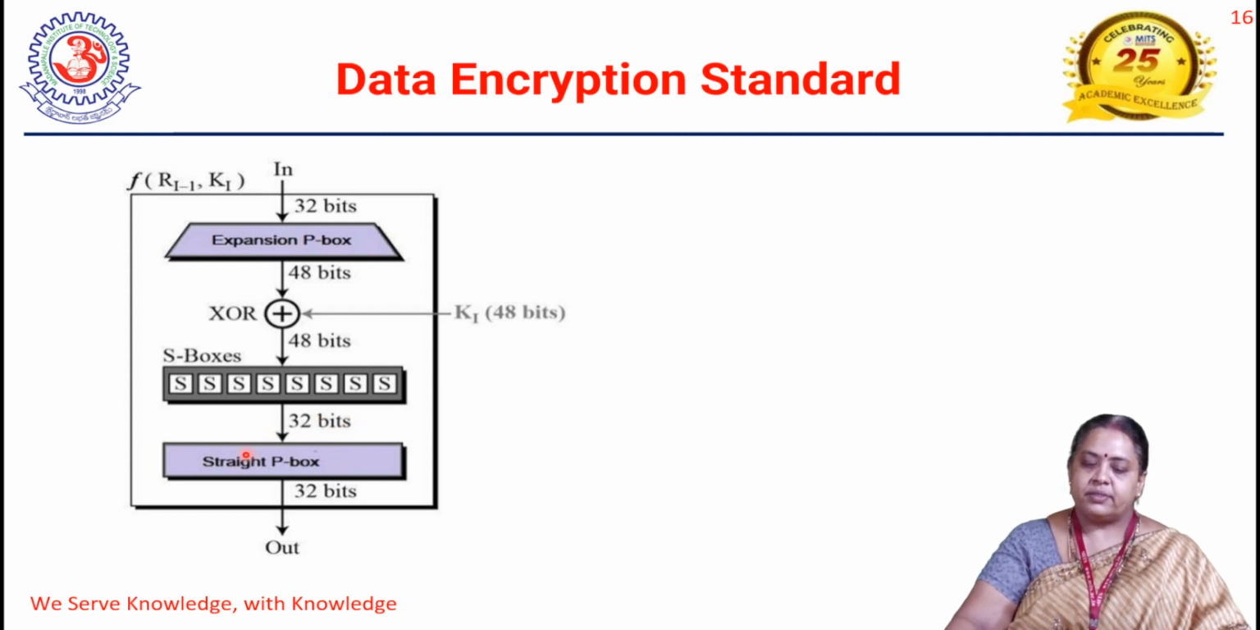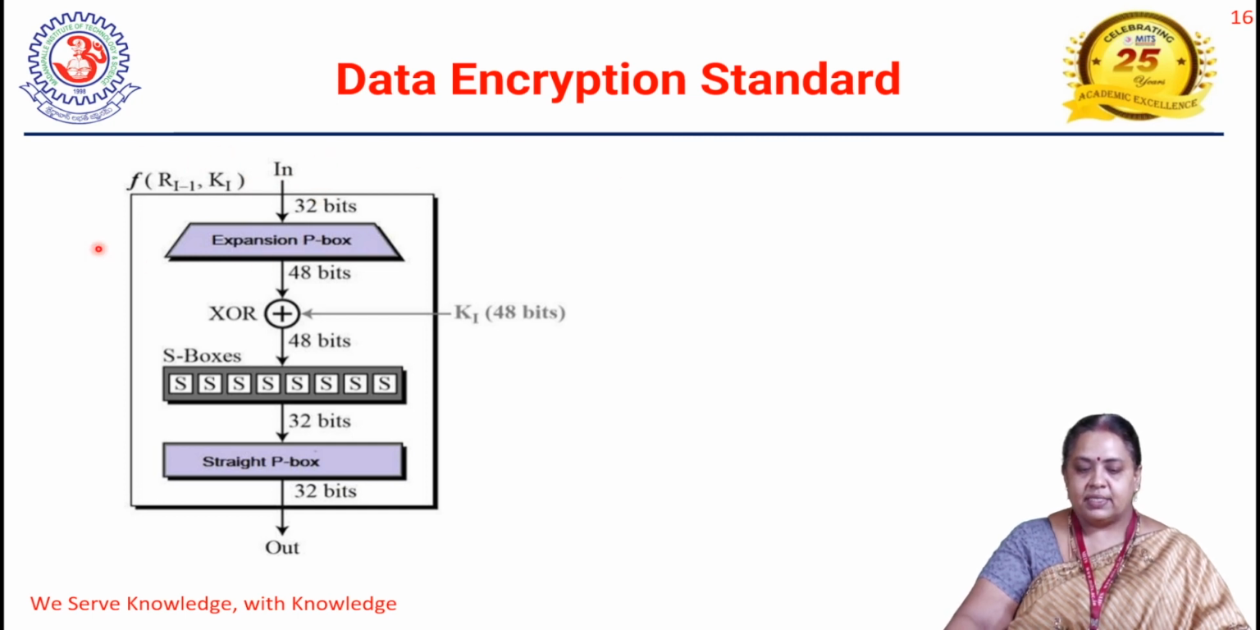This 32 bits will be sent to the straight P box. That is the permutation which is going to transpose the bits. The 32 bits are transposed to get the output 32 bits. From here onwards, what happens? This 32 bits is XORed with the left 32 bits to become the right 32 bits. You have to remember that Feistel structure.